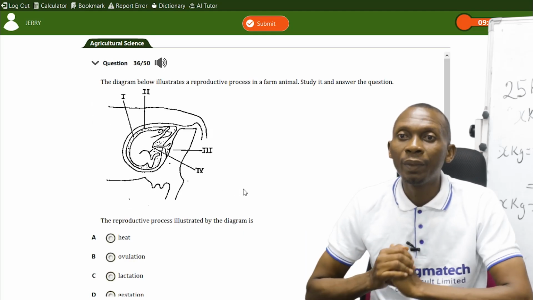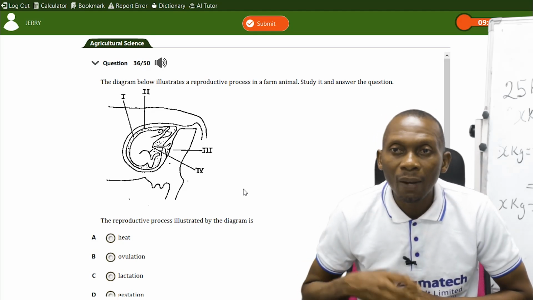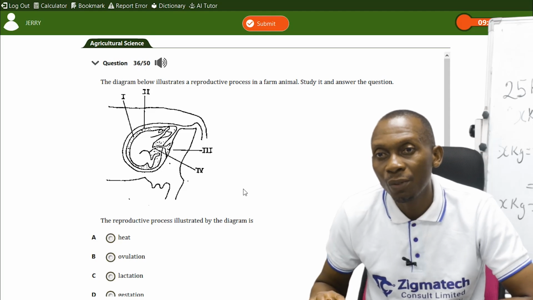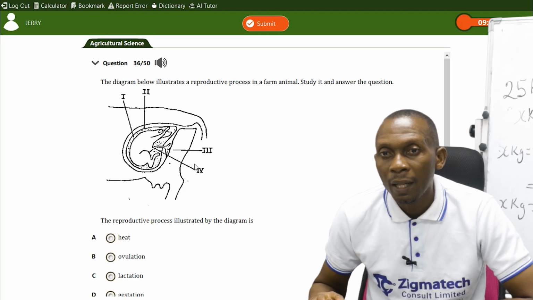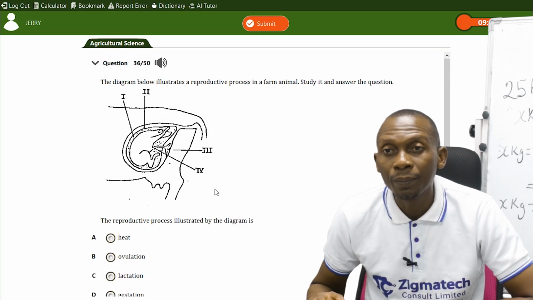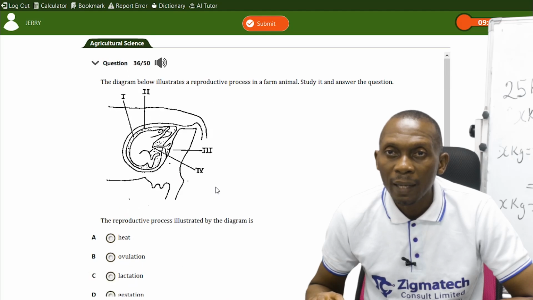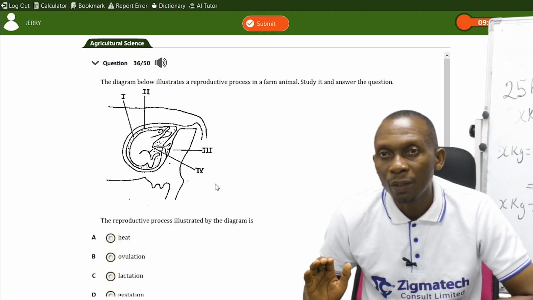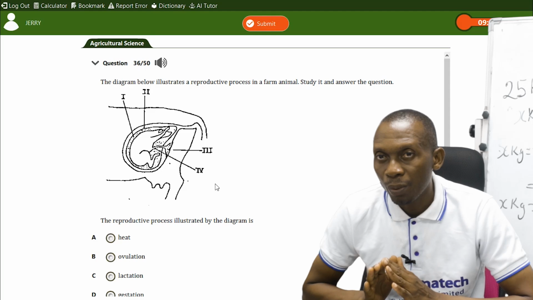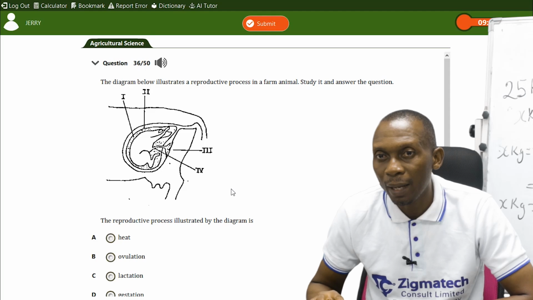Now this diagram is an illustrated reproductive process of a farm animal, and we're to study it and now answer the question. The reproductive process illustrated by the diagram here, you can see a developing fetus in a cow or a dam. So here we have, what do you think is this process? You can see the fetus is already positioned for delivery. So we should be talking about heat.